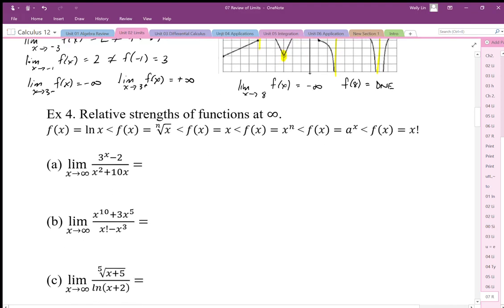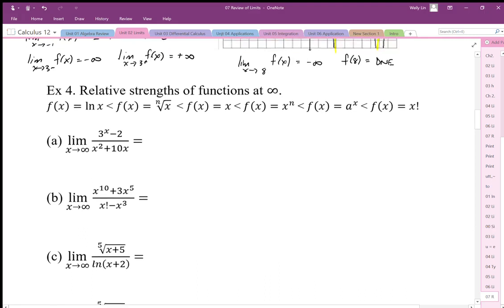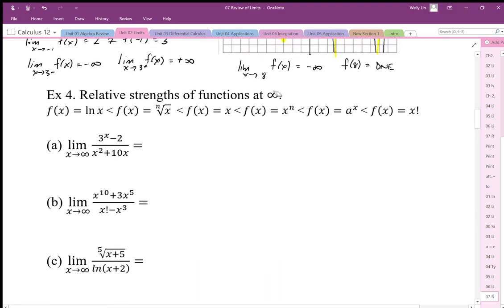Okay, so for the relative strengths of functions, if we have endpoint behavior at infinity, we can use this relative strength of functions. Okay, and here we have a strong over weak situation. The exponential function is much stronger than a quadratic function. Anytime we have a strong over weak, the limit is infinite.